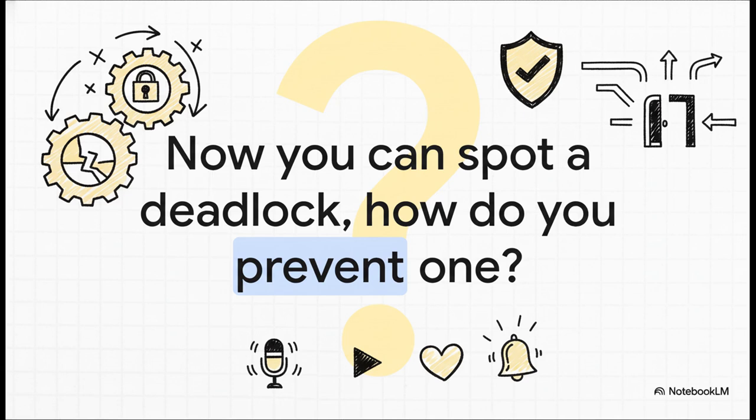So this brings us to the really big question. Now that you know how to spot a deadlock and you understand its ingredients, how would you go about preventing one from ever happening in the first place? It's a really fascinating challenge for anyone designing complex systems.